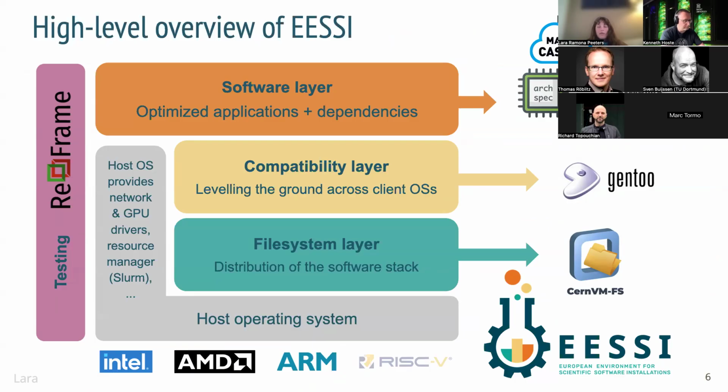So this is a high-level overview of EESSI. First of all, we have our file system layer through CernVM-FS, which we use to distribute our software. Then we have a compatibility layer. This is like ground level libraries, which we use to build our software on top of, instead of relying on the host operating system, which means that our software becomes portable and you can use it on any Linux distribution. And on top of that compatibility layer, we have our software layer with optimized applications and their dependencies.